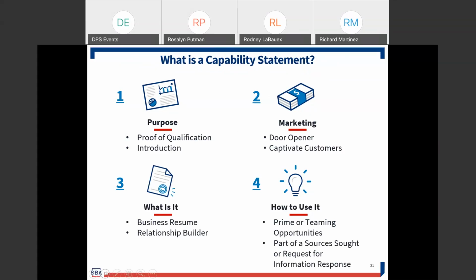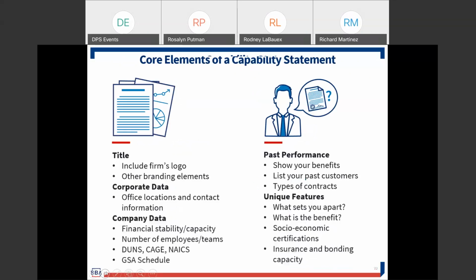A part of a sources sought. So when the government advertises for opportunities, they put out what is called a sources sought, and that's how they do their market research when they're looking for various companies to see how they're going to actually procure that requirement. And they could be looking under your socioeconomic programs or total small business, which would be your 8(a), your HUBZone, your women-owned, or they can request for information responses where you'd have to respond back to them. So here are some core elements of a capability statement.